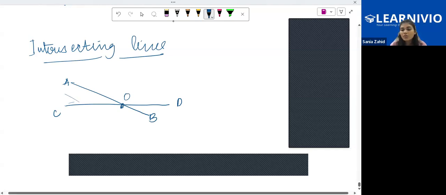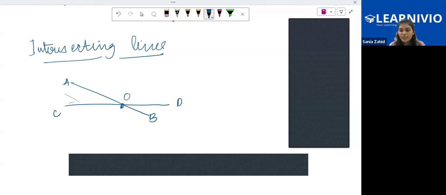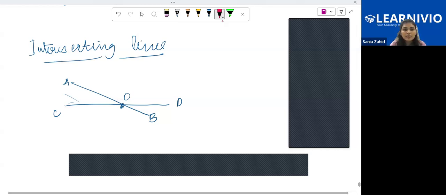Now, this point O is known as the point of intersection, and these two lines are known as intersecting lines. Do you understand? Yes, ma'am. When two lines intersect, we always have angles being formed there. For example, you have this angle, then this angle, then this angle, then this angle. All these are the angles made by intersecting lines.